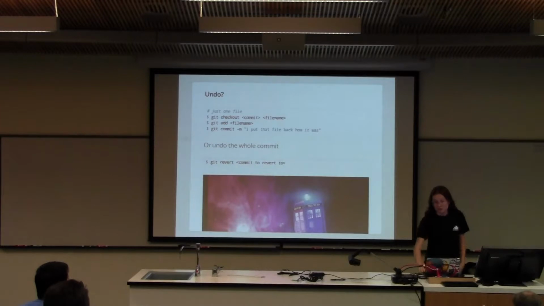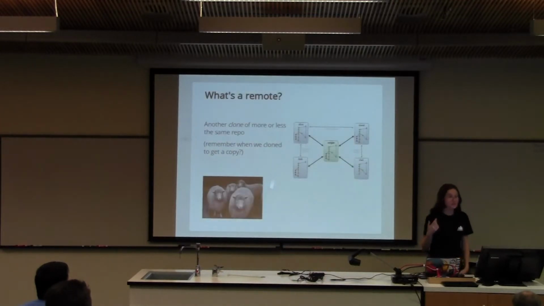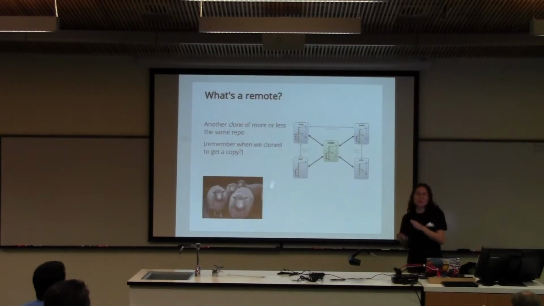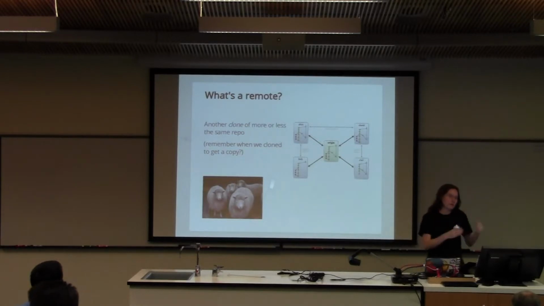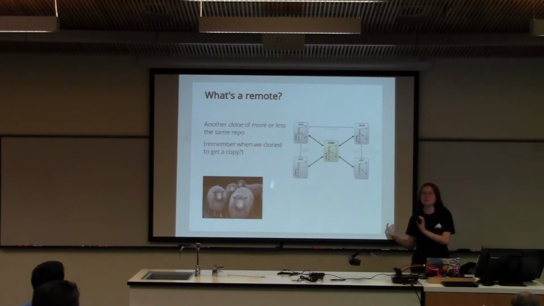So now that we have some commits, let's look at all this sharing with other people that I've been talking about. So this brings us to remotes. A remote is effectively another repository where you have more or less the same history. You have a bunch of commits in common. They might have some stuff of their own, you might have some stuff of your own, but it's got enough shared history that it's always possible to bring it back together.